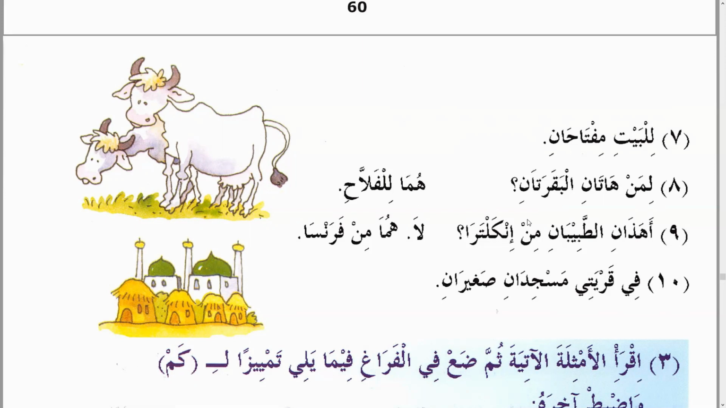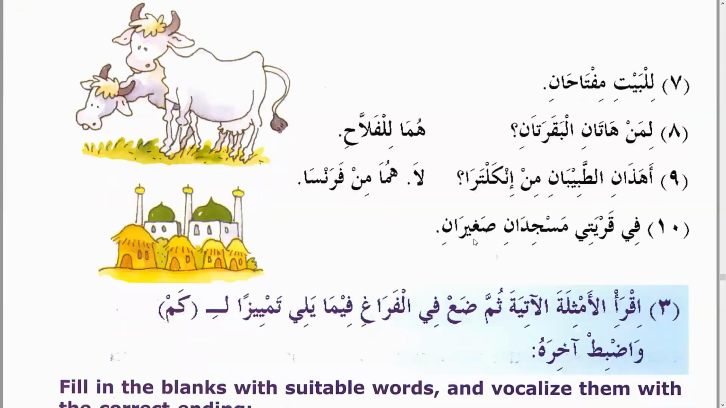Next one. أهذان الطبيبان من إنجلترا؟ Are these two doctors from England? لا هما من فرنسا. No, they are from France. Right? Very easy. هذان الطبيبان من إنجلترا. No, they are from France.